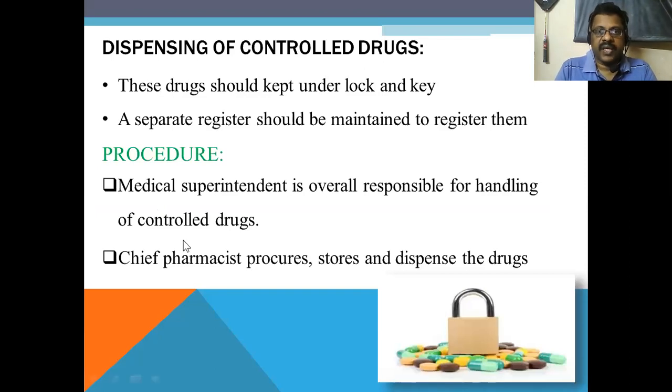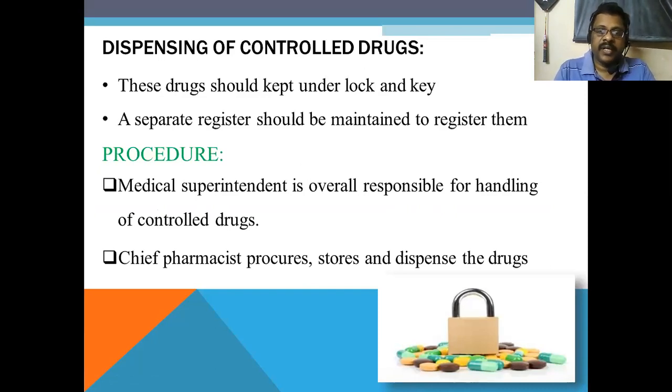Dispensing of controlled drugs. Here we should take special care. Also, we should maintain the prescriptions issued by the doctor in proper filing. Special guidelines are there to issue such controlled drugs. These drugs should be kept under lock and key only. A separate register should be maintained to record them.